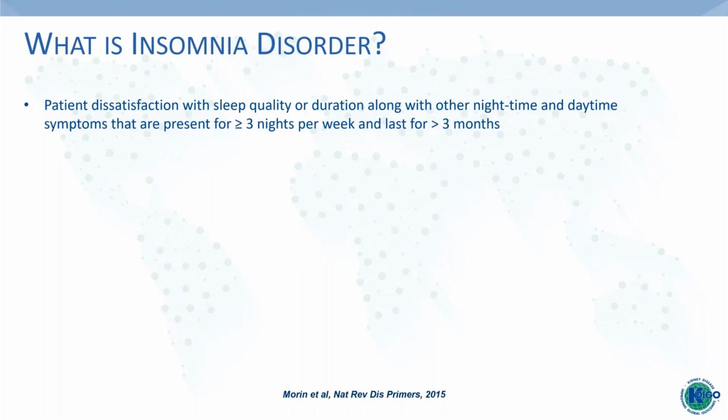The first is that the patient has to be dissatisfied with the quality of sleep or duration. So there are people that may sleep for 4 hours. If they're not dissatisfied with 4 hours of sleep, they don't have insomnia. So it needs to be an impression communicated by the patient that they're dissatisfied. They also have daytime symptoms. They have to be frequent enough. They have to be present at least 3 or more nights in a week. And they have to be present for at least 3 months.